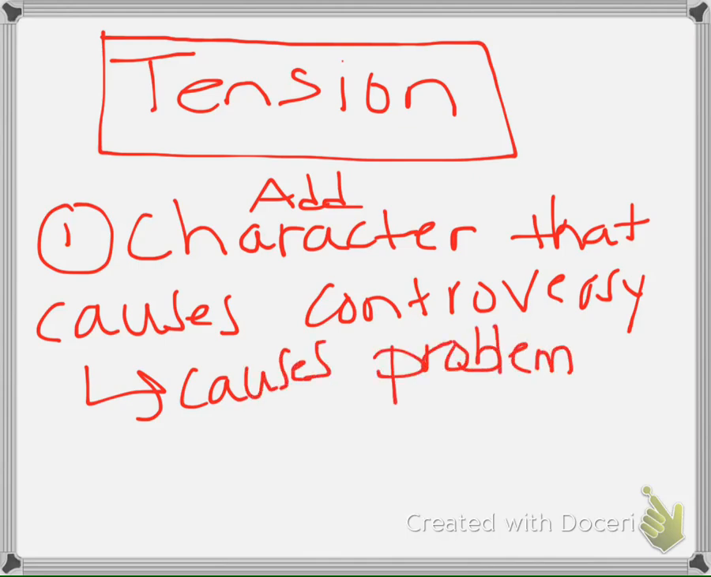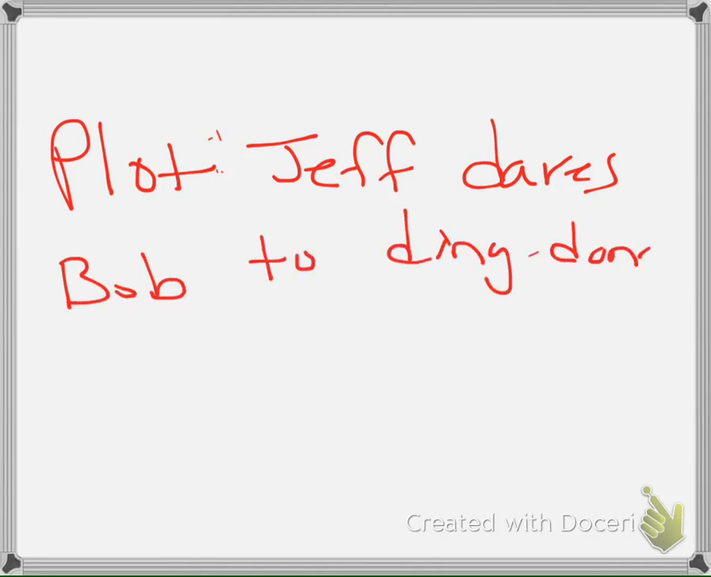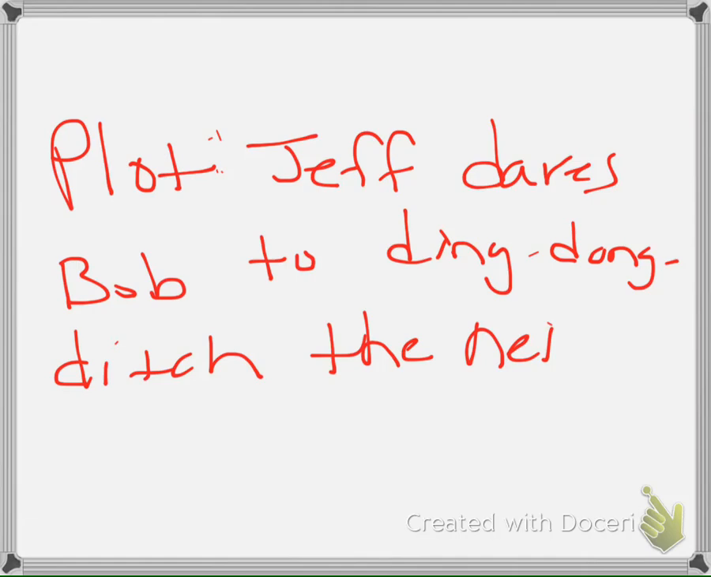All right. So let me give you an example. So let's say, okay, make sure you're writing this down. I have a story, and this is my idea. This is like the little plots. Jeff dares Bob to ding dong ditch the neighbor, whoever the neighbor is. Okay, so that means you basically just ring the doorbell and you run.